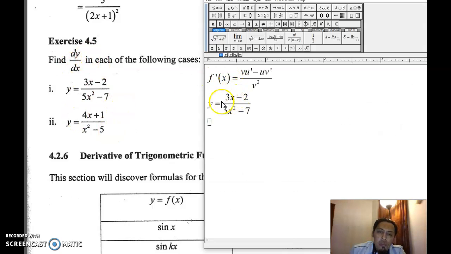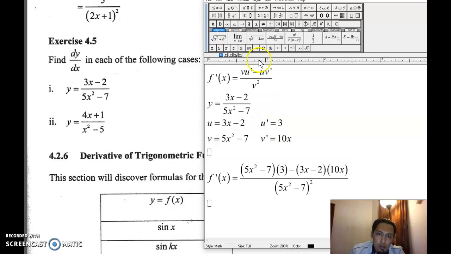For this one, let's define the u and v. Usually we just take u as the numerator and v as the denominator. So this is u and this is v. Next, let's find the u prime and v prime like this. So 3 and 10x. After that, just input everything into the formula: v u prime minus u v prime over v squared.